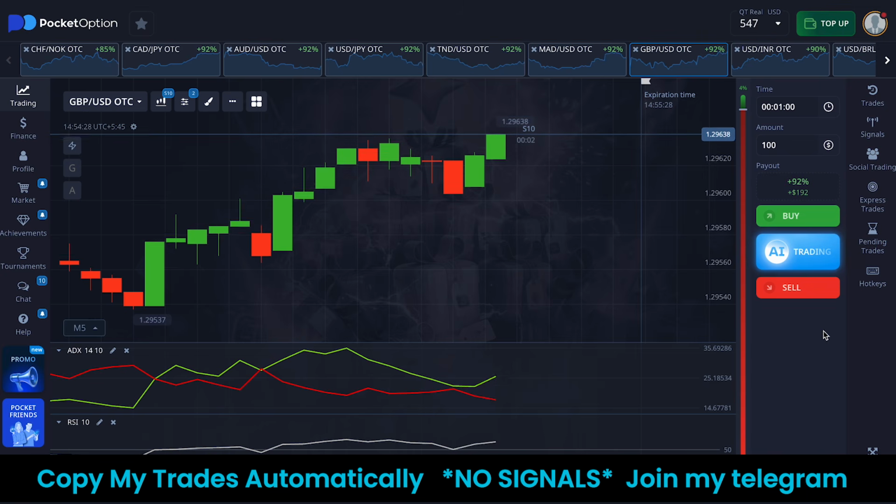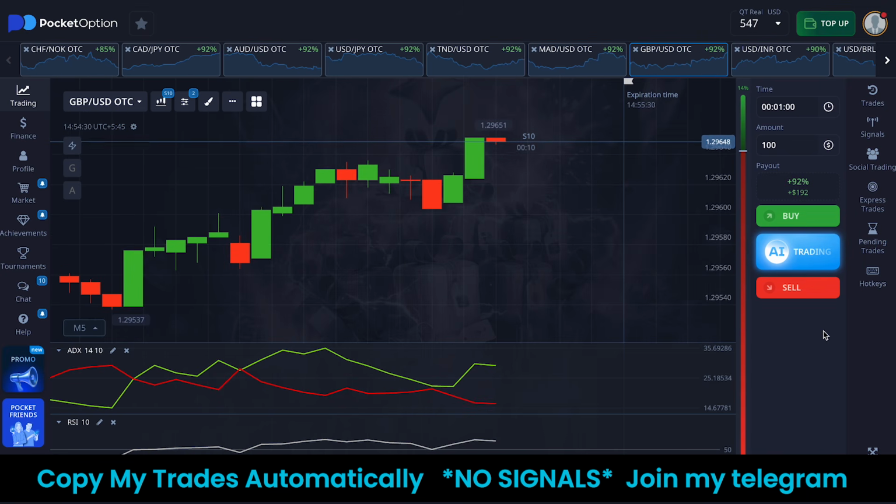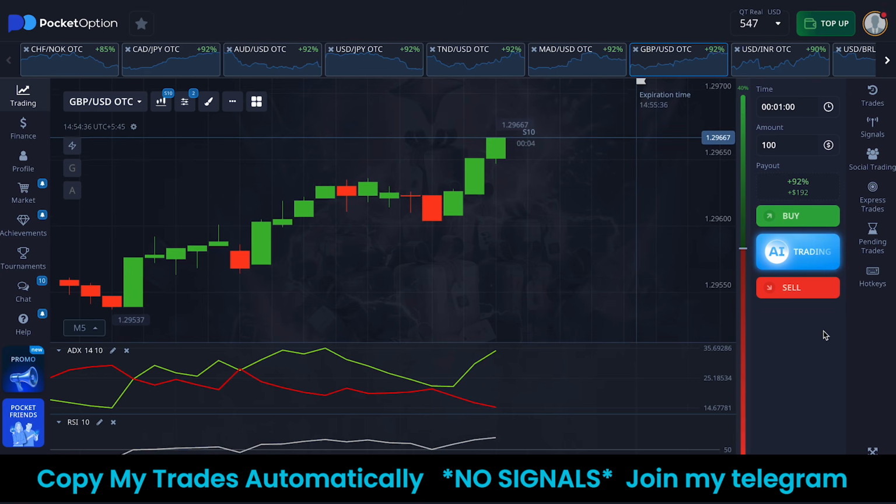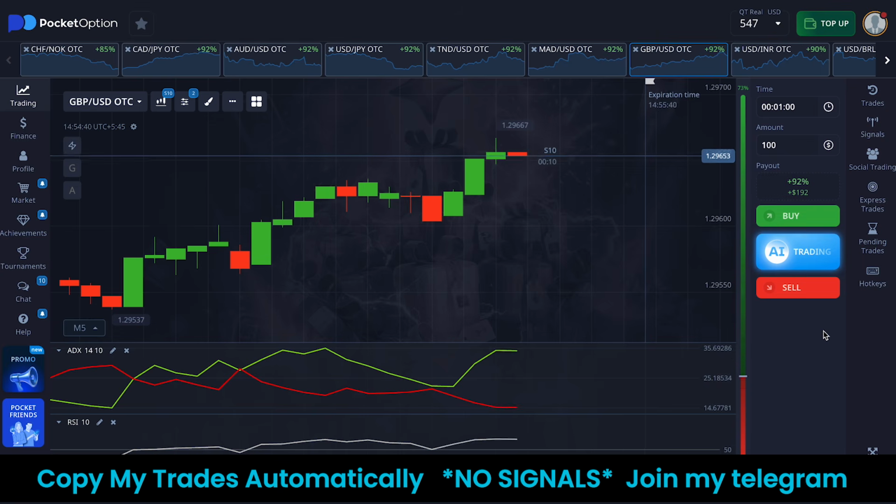And yeah, that was the last trade of the day, and that's the ADX and RSI strategy for 1 minute Pocket Option trading. Wait for both indicators to agree before you enter, never just one. Practice this on a demo account first, then go live with a small amount and increase as you get consistent.